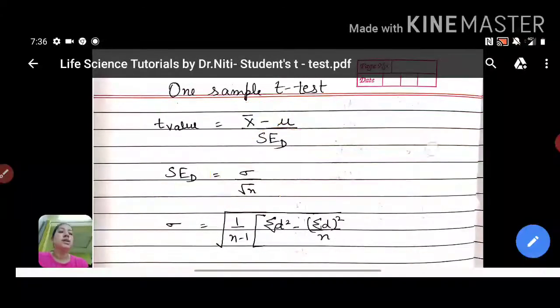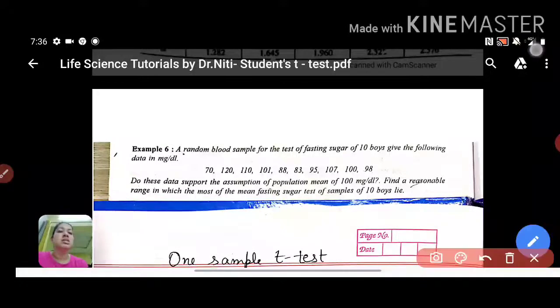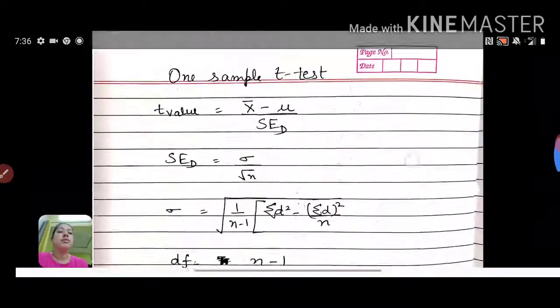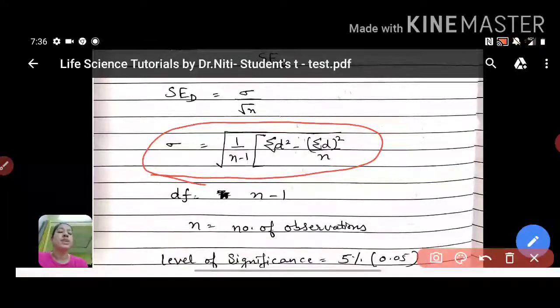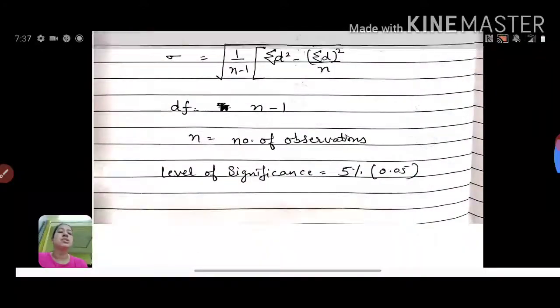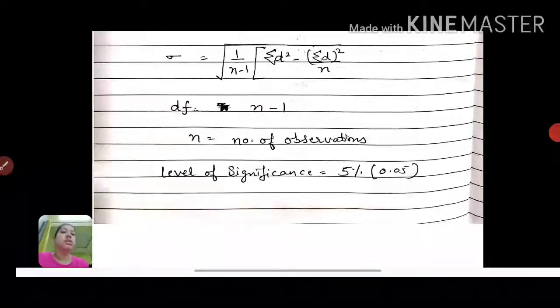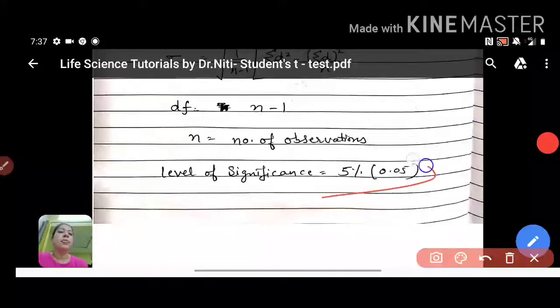Here also the data is a little bit complicated. You can see 70, 120, 110. Here also it will be easy to assume the mean. You can calculate the standard deviation by using this formula. Degrees of freedom is n minus 1, where n is the number of observations. The level of significance is again not given, so you can take it as 5%.